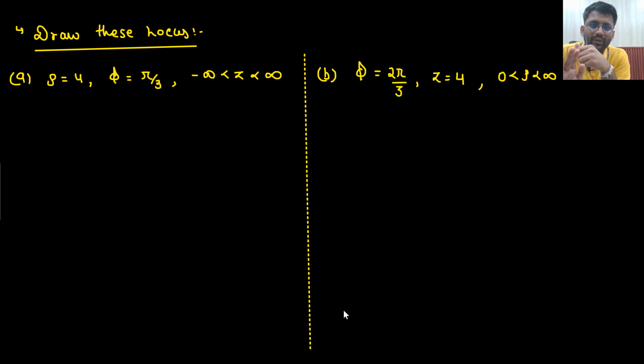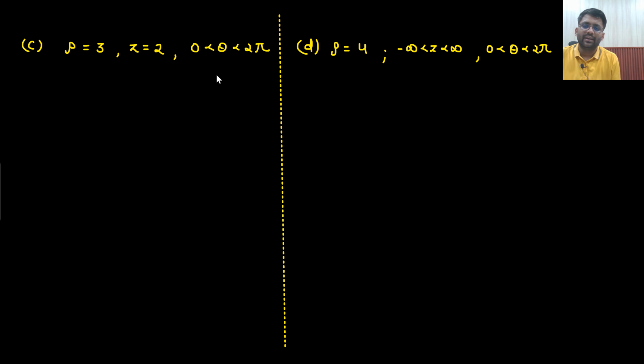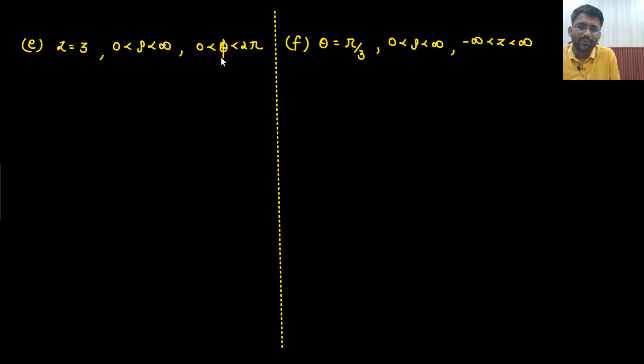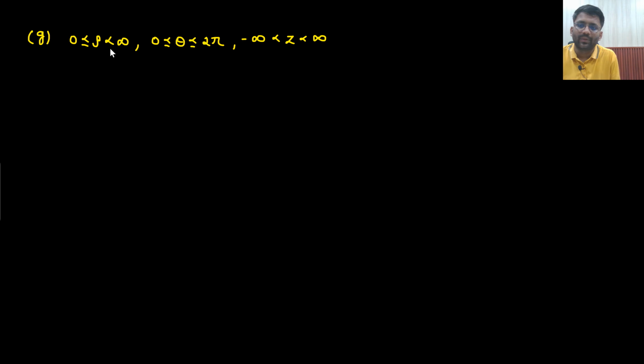Rho equals 4, you need to take constant. Phi equals pi by 3, you need to take constant. What is rho? That you know. What is phi? That also you know. What is z? That also you know. Try making the locus on your own. Similarly for this one, similarly here as well. This is phi. This is phi. Similarly, all these locus we will try to make.